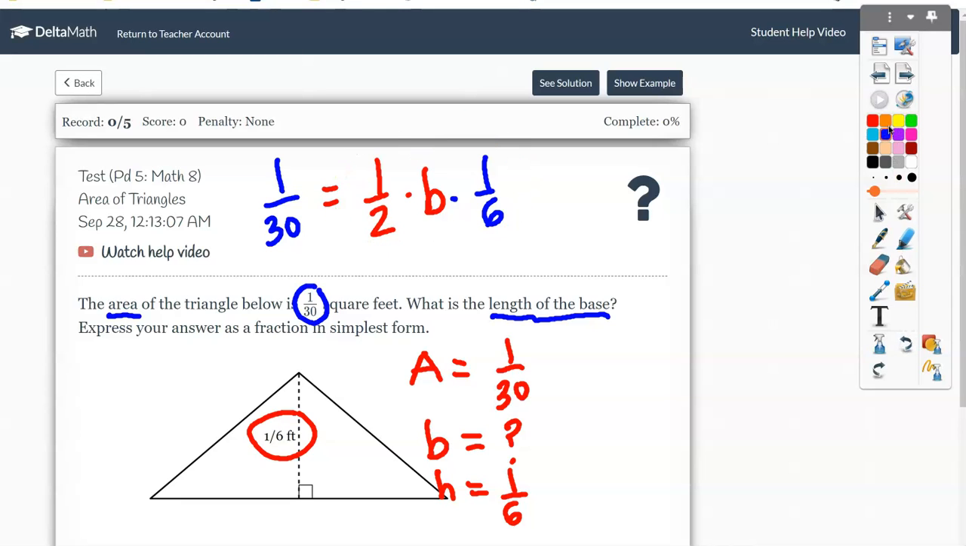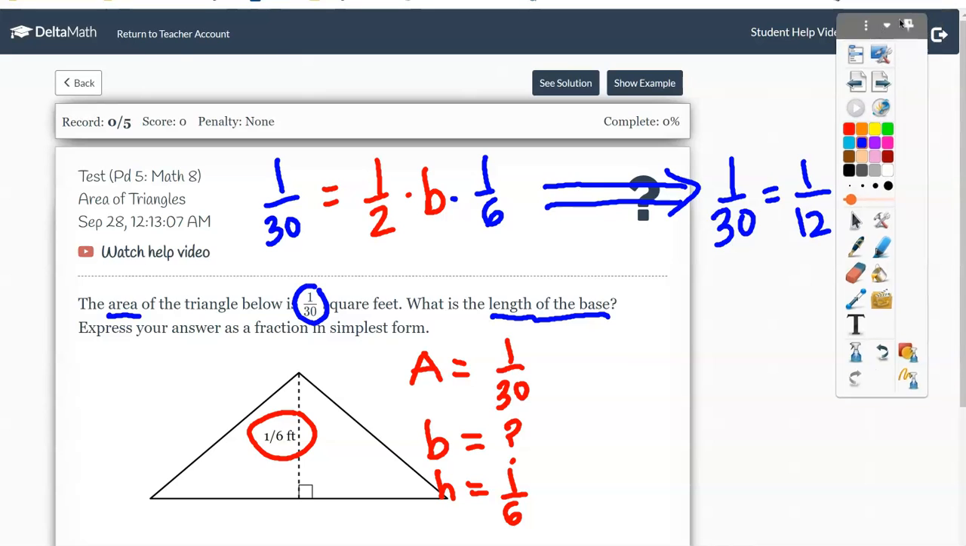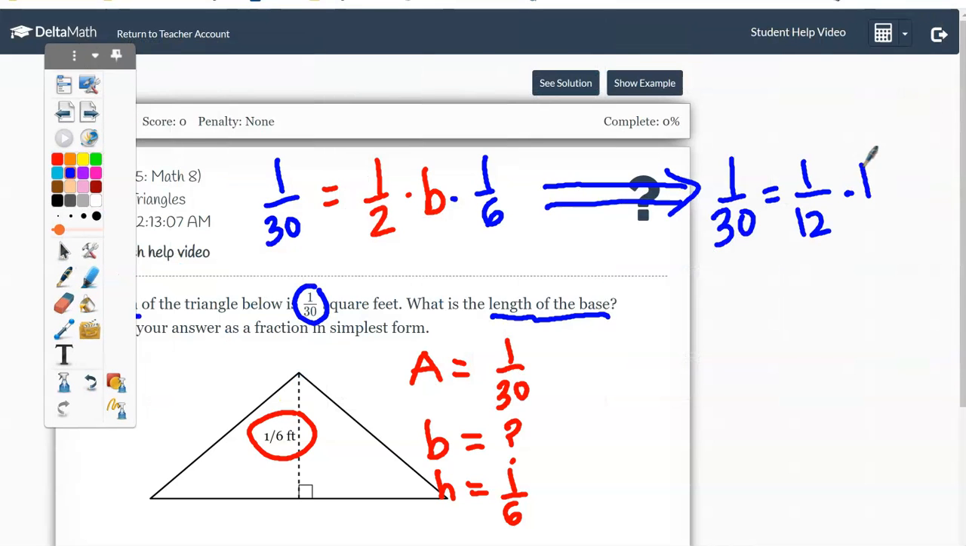So I'm going to focus first on this right side here, and I'm going to simplify it. I have 1/2 times b times 1/6. So I'm going to multiply 1/2 times 1/6. And so over here, I still have my answer of 1/30, but now I have 1/2 times 1/6, or 1 times 1, and 2 times 6. And my times b is still there.